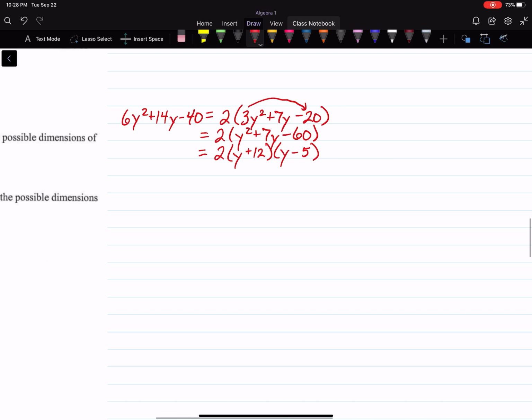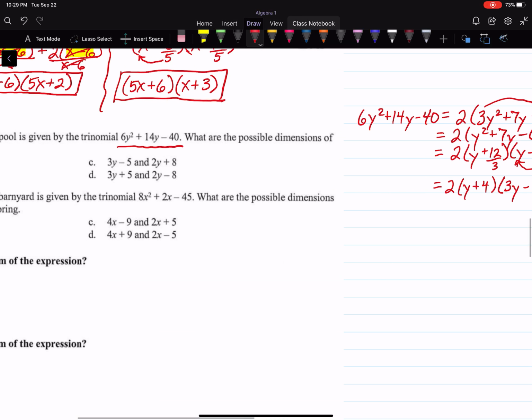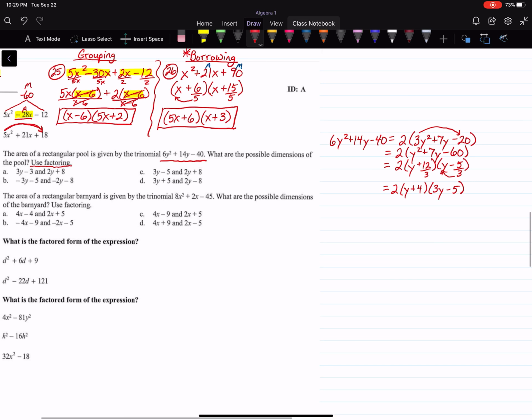We borrowed the 3, so we are going to put it back. Divide by 3 and divide by 3. So my final answer here will be 2 times y plus 4 times, again, if it doesn't reduce, you just move that to the front, 3y minus 5. So let me come over here. These are my 2 times y plus 4 times 3y minus 5.